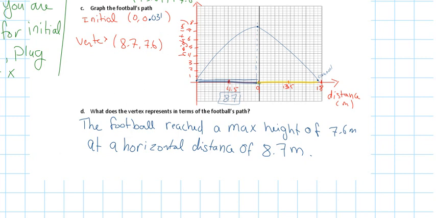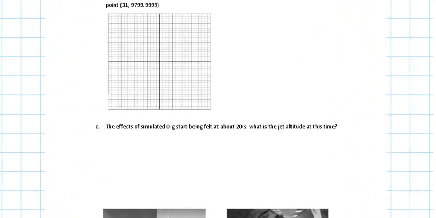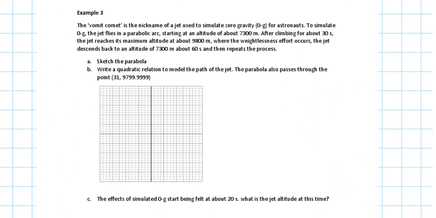All right, here's what I want you to do. There is one more word problem, which is this. Work on this question with other people, and I want to see what you guys can come up with. So the vomit comet is the nickname of a jet used to simulate zero gravity, 0G. Don't worry about the names. This is just an introduction.